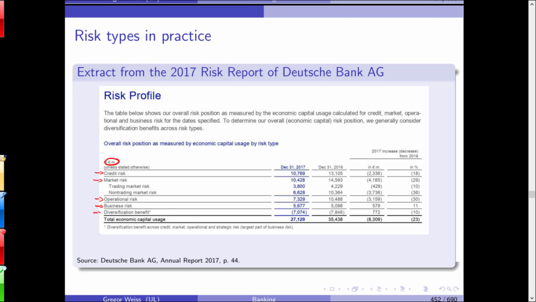And actually, this usually is not risk, but as you can see here, it's what we call economic capital. And I will talk about this later on in more detail, but at this point it suffices to see this as some way of measuring risk and risk exposure.